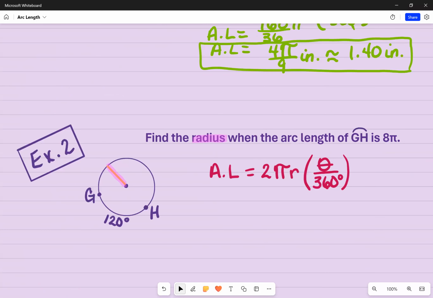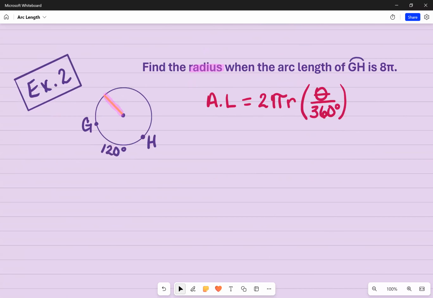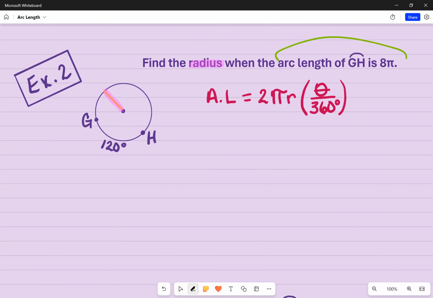Now, number 2, or example 2, is no longer asking for the arc length because it's given. It's asking for the radius. This is why I said go ahead and highlight what it's asking for. So in my actual picture, I also see I highlighted the radius. What I know is that the arc length of arc GH is 8 pi.